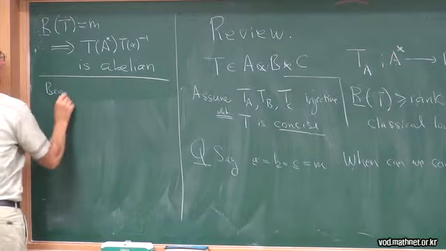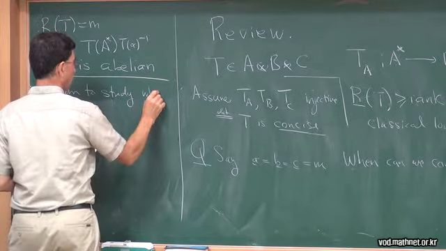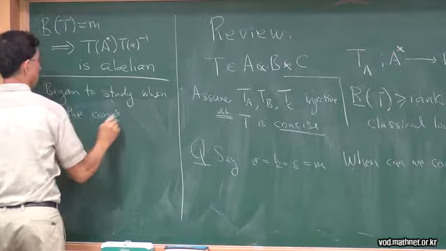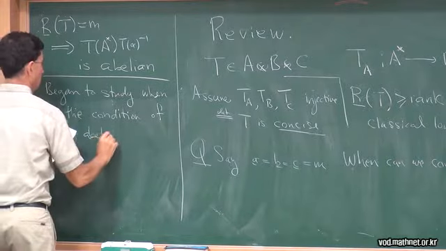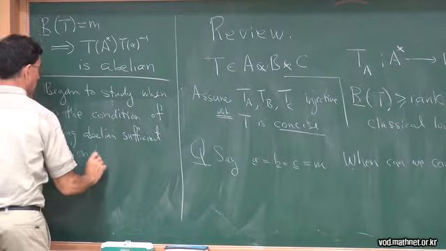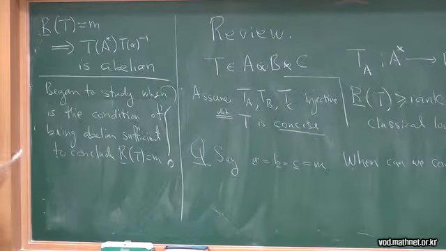And then we began to study when the condition of being abelian is sufficient to conclude border rank of T equals M. So this is hopefully a review of the last lecture, and now hopefully the last lecture is less confusing.